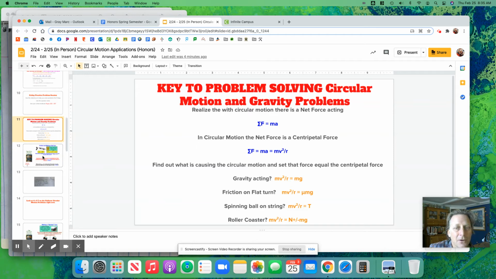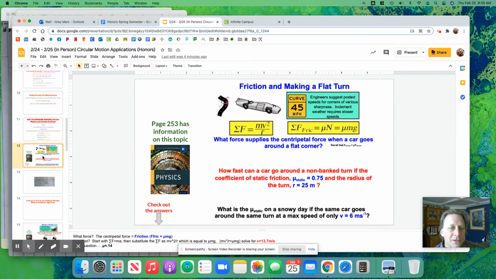Okay, so our first topic to explore here, which is also on page 253 in your textbook, is how does a car make a turn using friction alone? Sometimes we call this a flat turn because we're not concerned with angles on the road. We're just on a flat road. The only thing that's keeping you into your turn is friction.